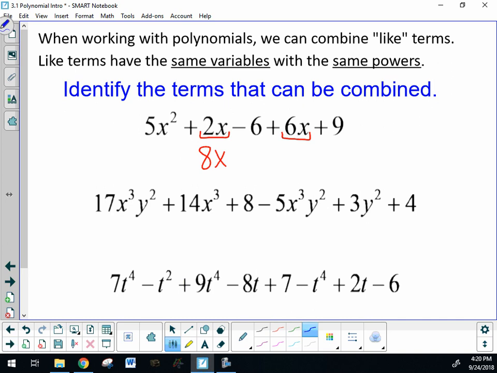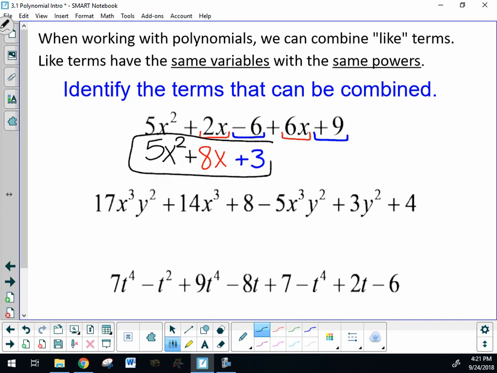Constants can also be combined. This is a -6, and I'm adding 9 to it, so that could simplify to a 3. There's not a like term to combine with the 5x squared, so it would just stay. So our simplified answer would be 5x squared plus 8x plus 3.